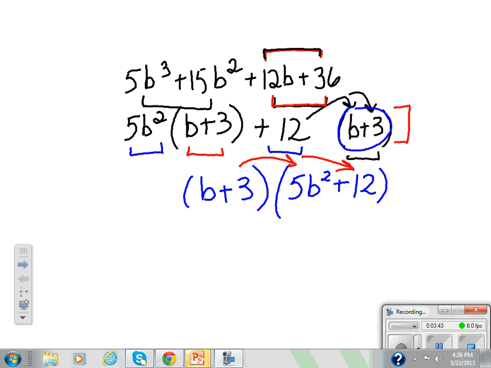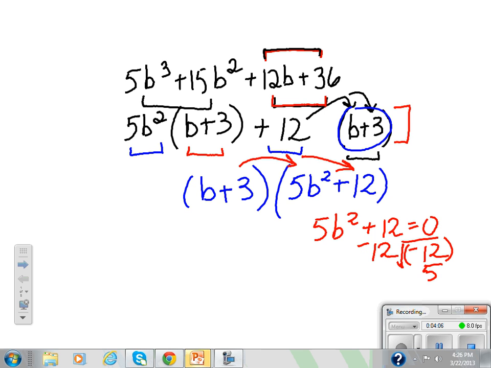This will end up giving us an imaginary number because it'll be a square root of a negative, because we'll get negative 12 on this side. So we know that's not going to work when they want a real number solution, because we'll have square root of negative 12 divided by 5. And that's not going to work. Here we just have b plus 3 equals 0. So b equals negative 3.